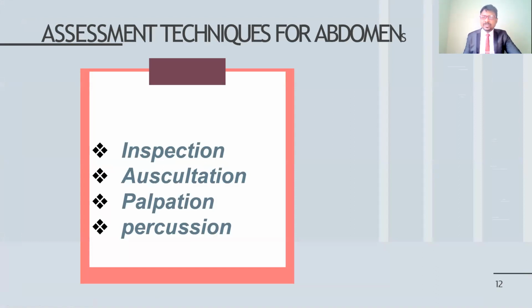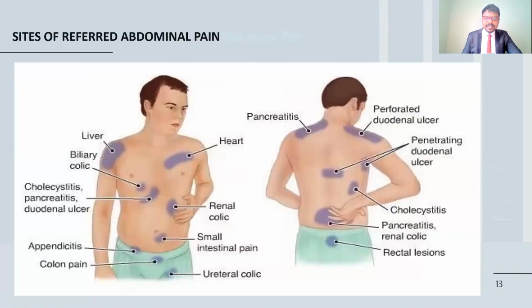What assessment techniques are we going to use during the assessment of the abdomen? The major assessment techniques are inspection, auscultation, palpation, and percussion. These are the physical examination techniques for findings in the abdomen. We will do it one by one, and we are going to discuss it here.